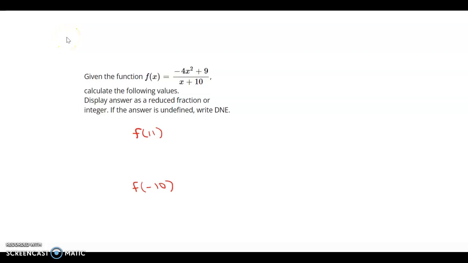Okay, given this function, calculate the following values. Display answer as a reduced fraction or integer. If the answer is undefined, write does not exist. So first let's do f of 11.